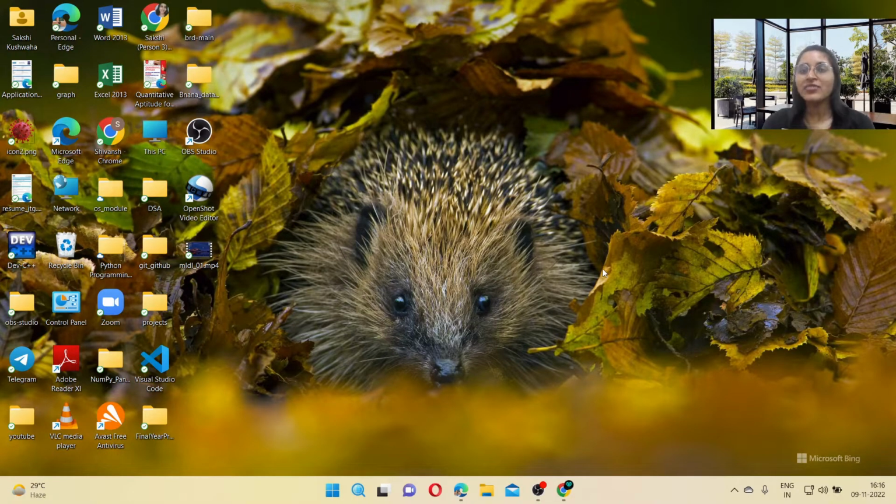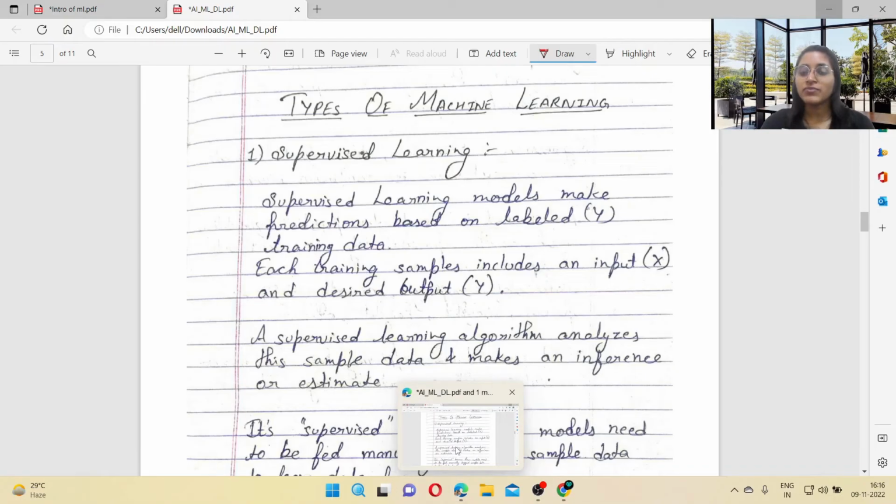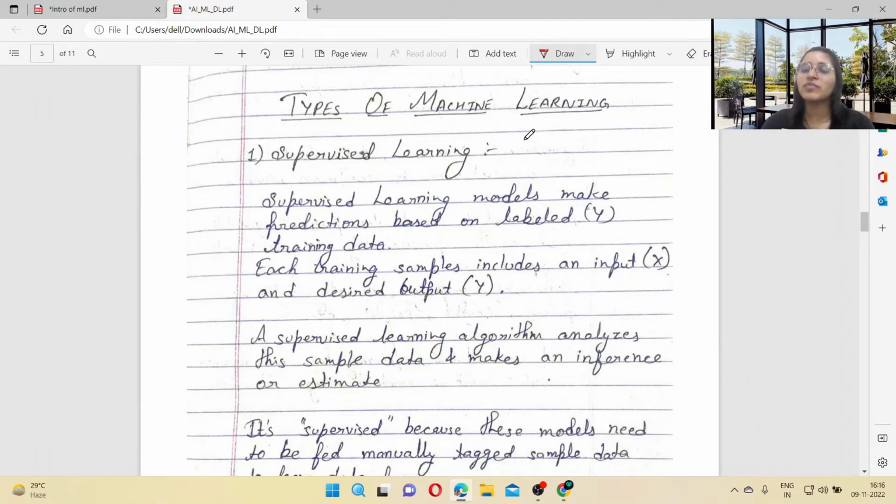So, as far as we have discussed what is machine learning, what is artificial intelligence, what is deep learning, and now we are going to discuss types of machine learning. There are three types of machine learning, but now we classify it as four types of machine learning.